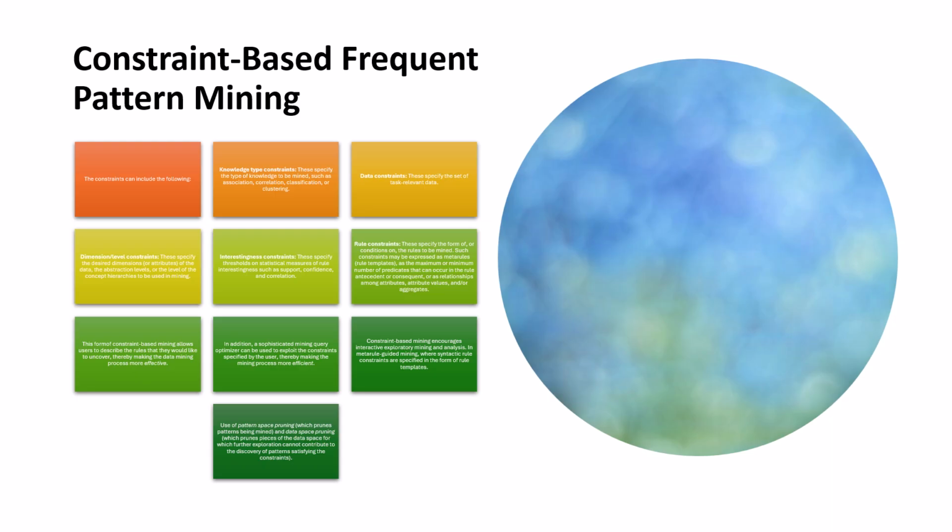Next one, interestingness constraints. These specify the threshold or statistical measures of rule interestingness, such as support, confidence, and correlation. Next one, rule constraints. These specify the form of or conditions on the rules to be mined. Such constraints may be expressed as meta rules, as the maximum or minimum number of predicates that can occur in the rule antecedent or consequent, or as relationships among attributes, attribute values, and aggregates.